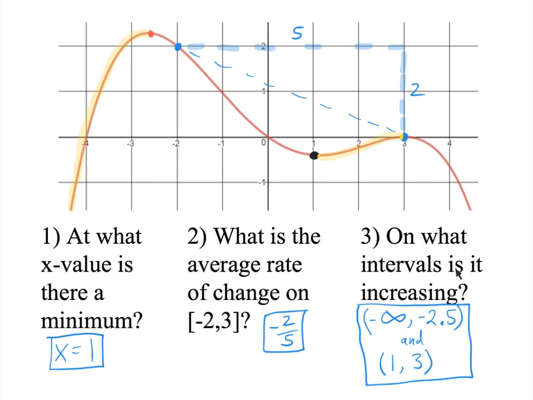On what interval is it increasing? Well, let's see. What I highlight in yellow are the increasing intervals. So this first interval is from negative infinity all the way to, what I say, negative 2.5. And also from 1 here to 3, it is increasing. It's decreasing from here to here and from here to here.